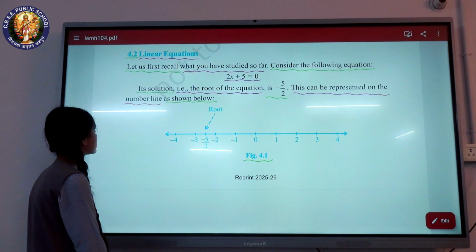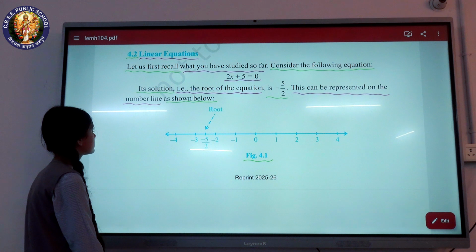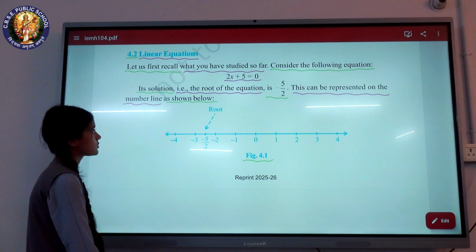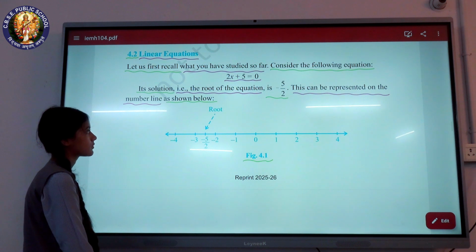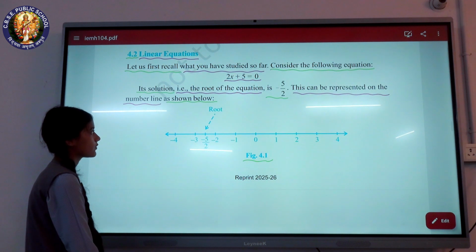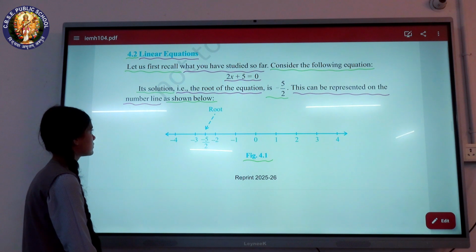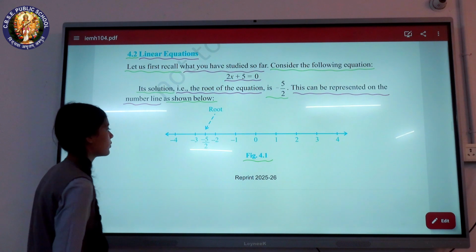4.2 Linear equations. Let us first recall what you have studied so far. Consider the following equation: 2x + 5 = 0. Its solution, that is the root of the equation, is -5/2. This can be represented on the number line as shown below. Figure 4.1.